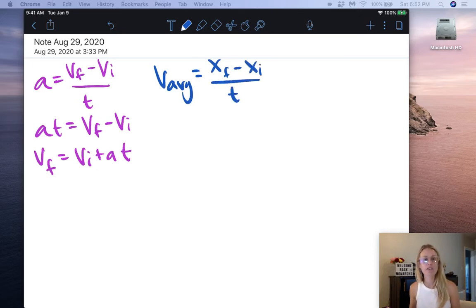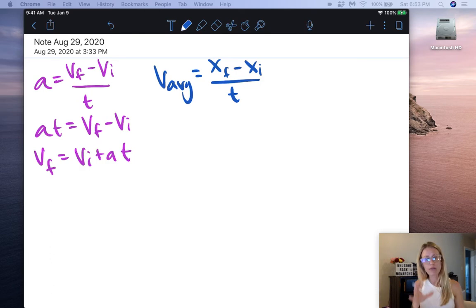So this is called the average velocity equation because you can't use this equation unless you have a constant velocity. So if you have an acceleration, we don't really use this equation because it gives you the average velocity. It doesn't really tell you much about the initial or final velocities. Now, you can have an average velocity when you have an acceleration, but again, it doesn't tell you about the initial and final. When you have a constant velocity, though, the constant velocity is also the average velocity.